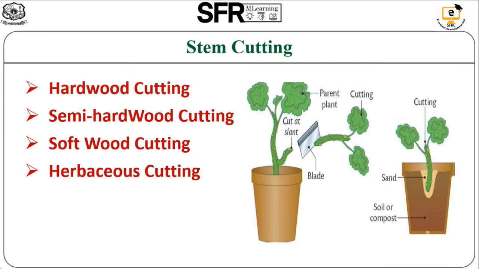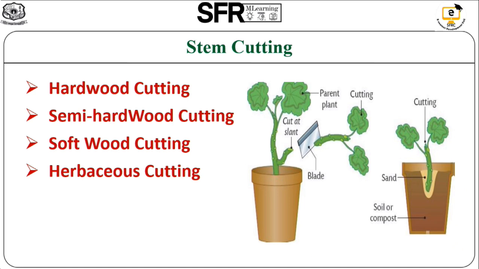Now let us come to the types of stem cutting itself. We all know what a stem is, it is part of the shoot system, isn't it? The stem cutting may be hardwood, semi-hardwood, softwood or herbaceous. From the term itself we can understand: hardwood means the wood is highly woody in nature, and semi-hardwood has not been fully lignified. In softwood cutting the wood is very soft. In herbaceous cutting, the stem of a herbaceous plant is very watery in nature.